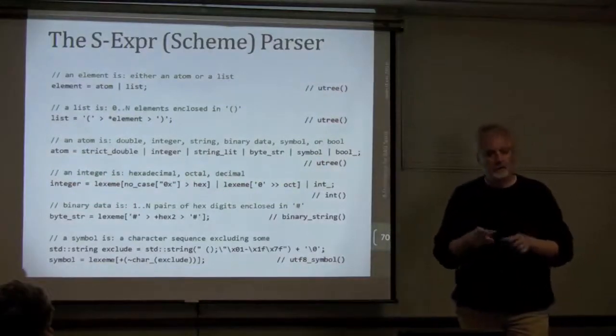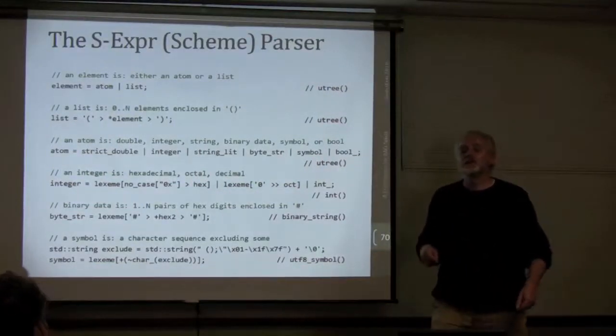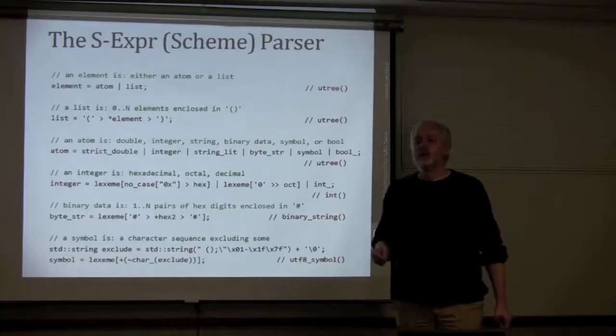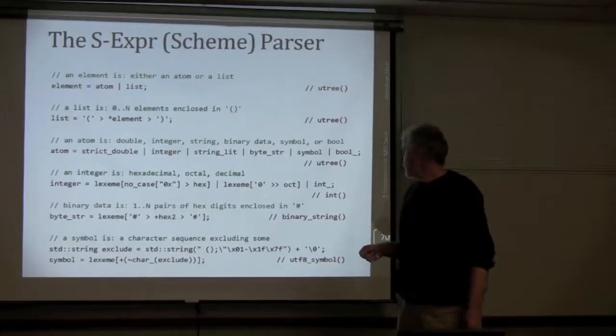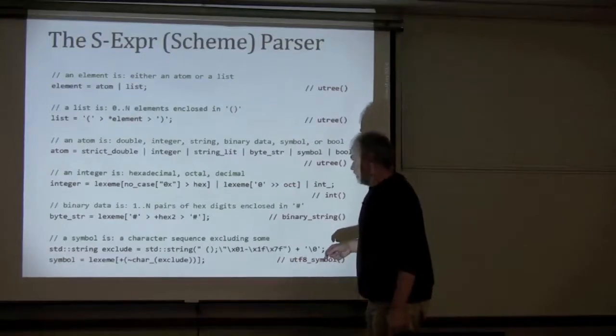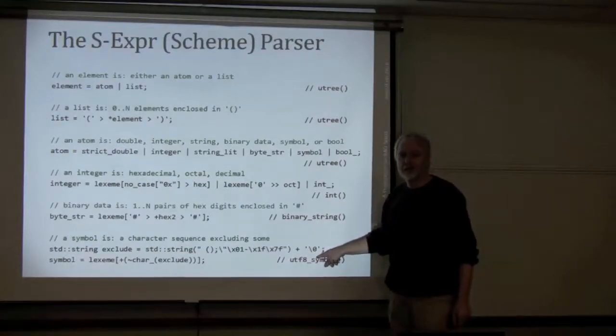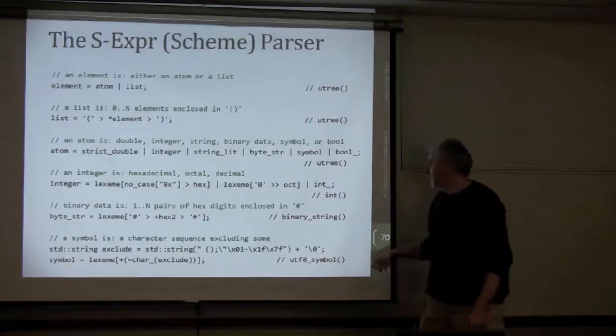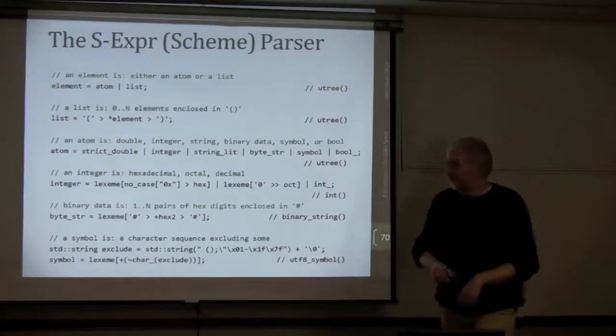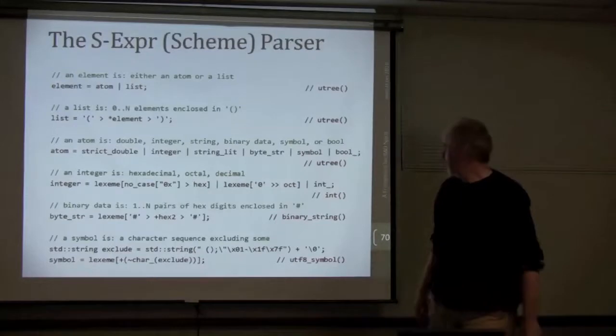Did it have to be put into a std::string first? Did exclude have to be a std::string, or couldn't the literal be right in the char? It's a std::string because we add a 0 byte here. That's the only reason, just to make it work. Yeah, sorry. So you could have put it directly in there. It would have worked as well.